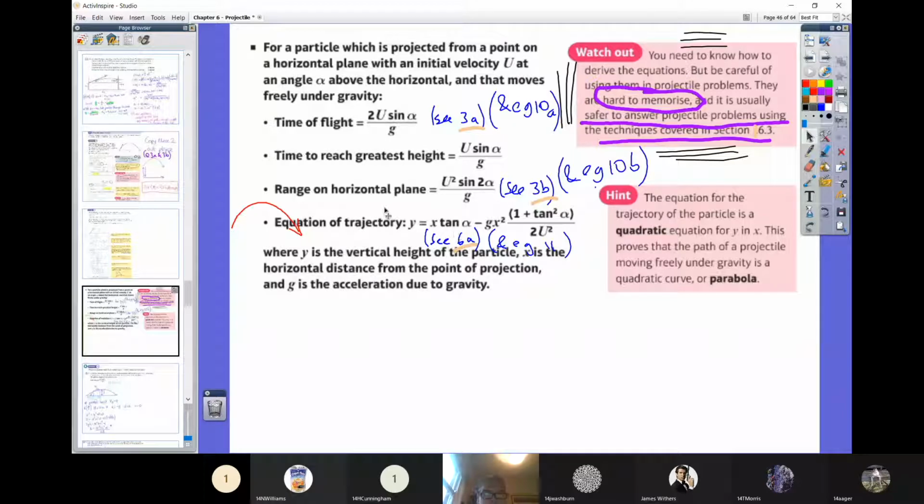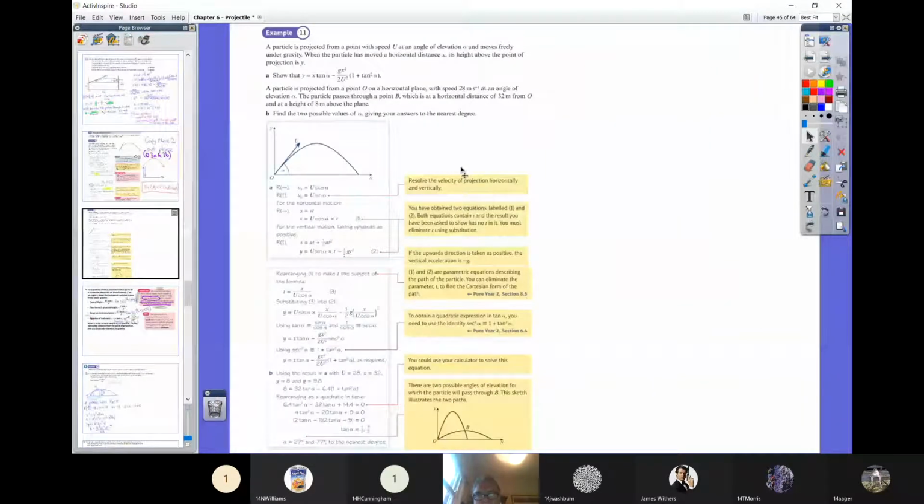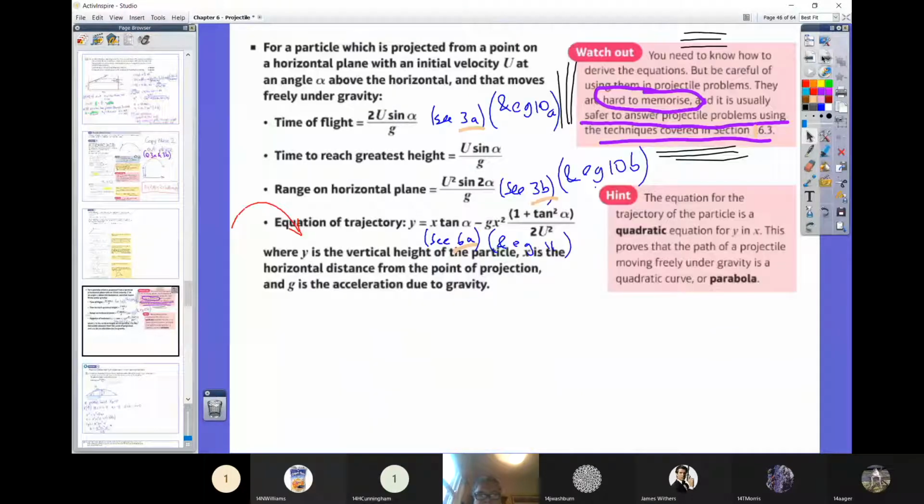So back to the opening slide. Now you'll see that example 10 and example 11, in the past I've got people to copy these out in advance, but as it turns out, they're question 3A and 3B in the exercise itself. So I think we're better off, rather than working through the examples, because example 10 you will be working through as you do question 3A and 3B. And I think example 11 also crops up in various bits and parts.